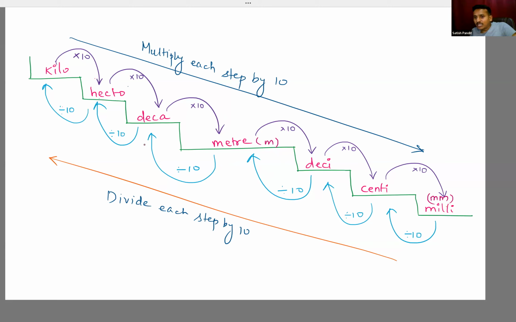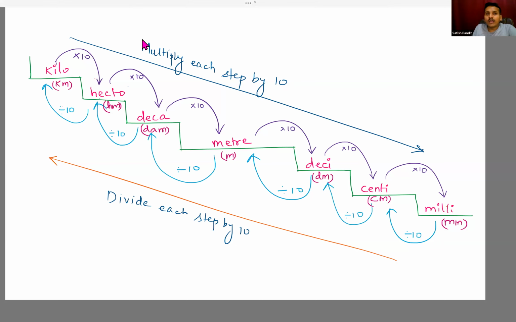Okay, maybe I'll write it down. It will be easy. So here, let me write meter here. Meter. Millimeter means milli small m, meter is small m. Millimeter. Centimeter. Centi is c, and meter is m. Centimeter. This is decimeter. Decimeter is dm. Decameter is dam. Deca is da and meter is m. Decameter. Hectometer is hm. And kilometer is km.